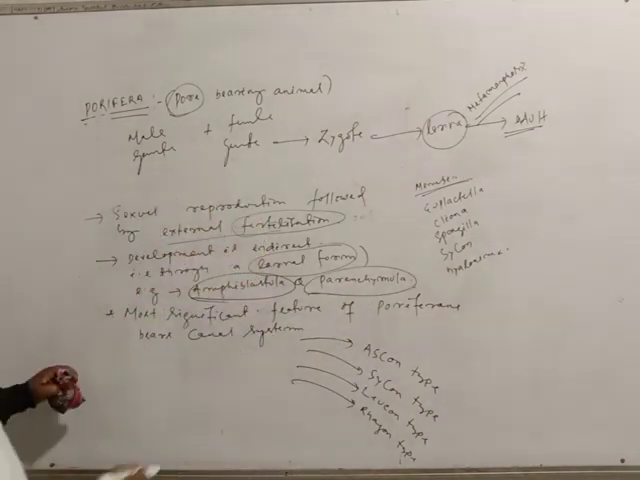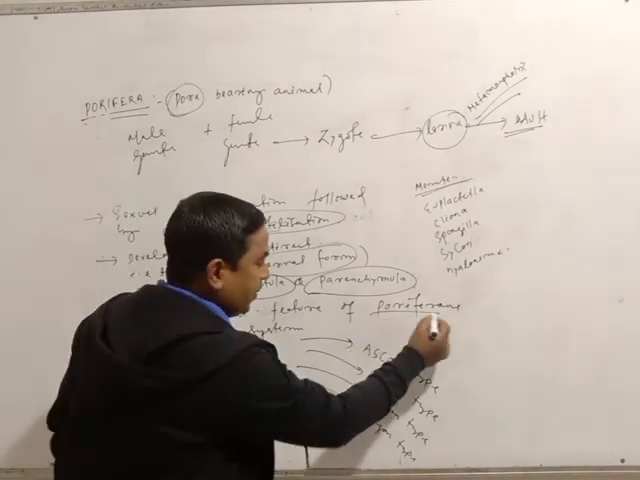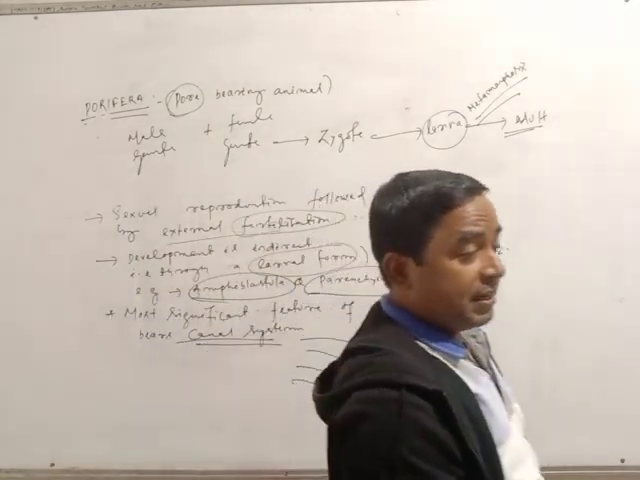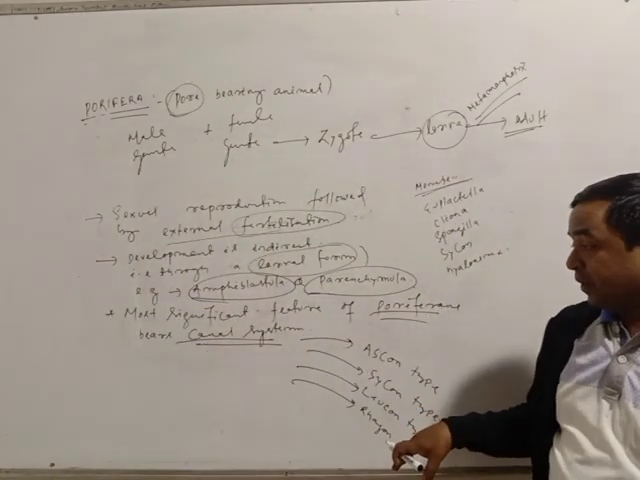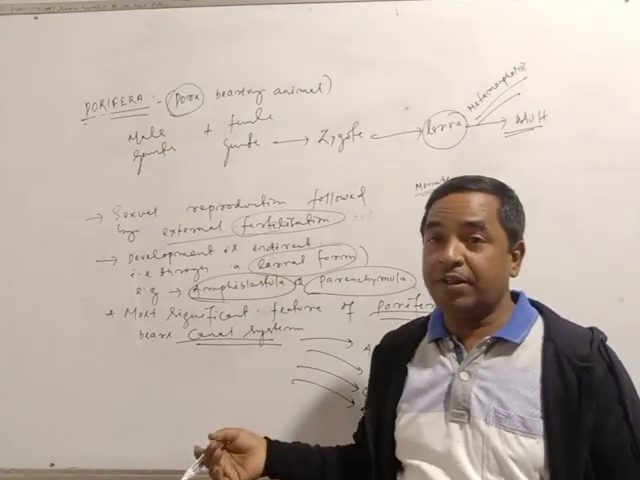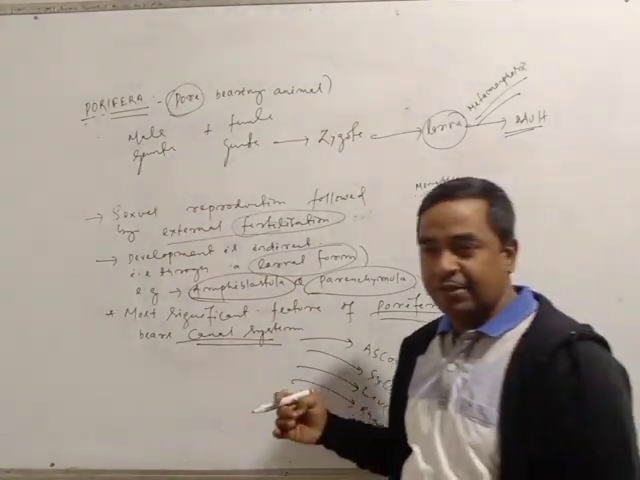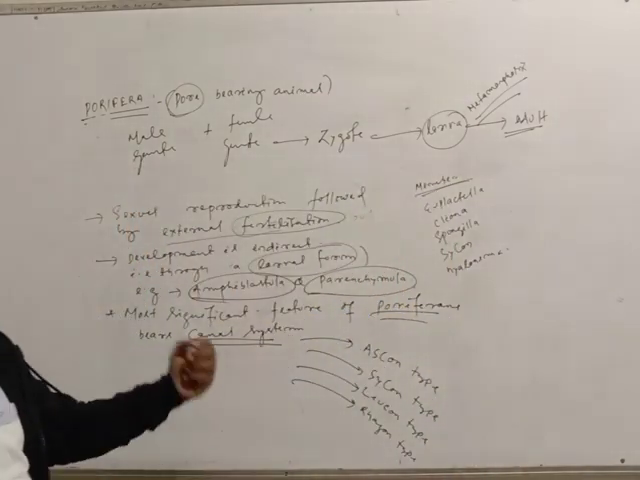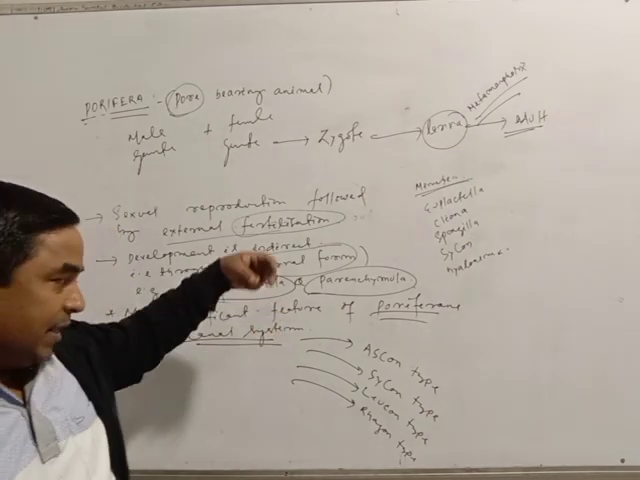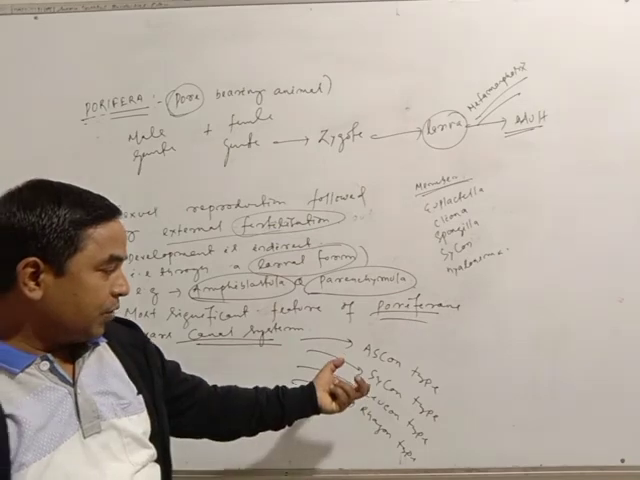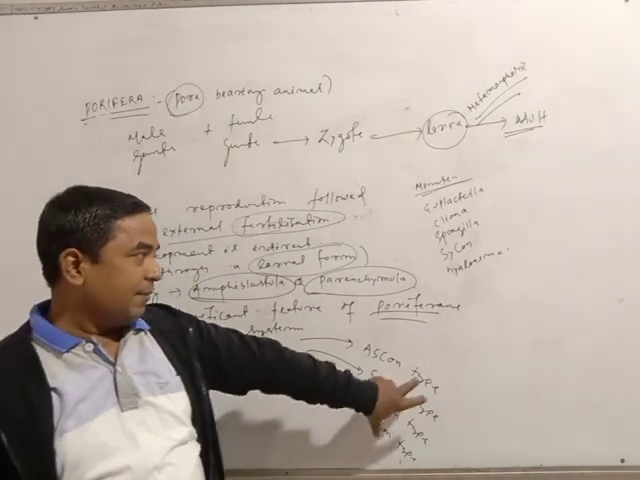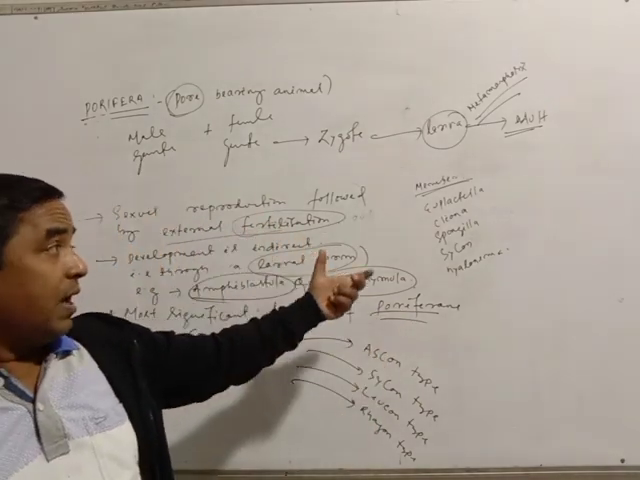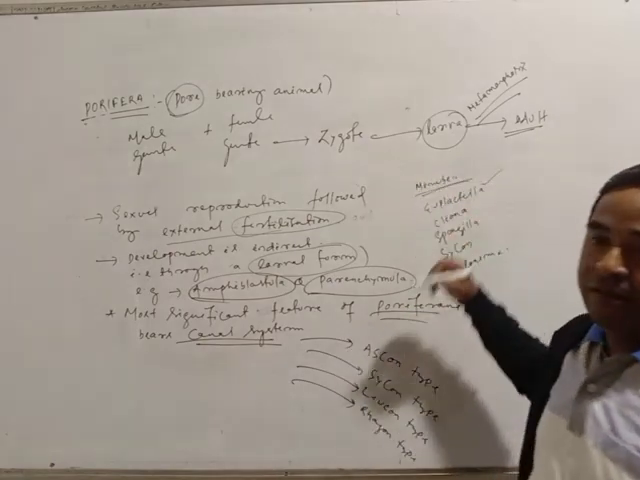And the most significant feature, as we have discussed earlier, in poriferans is the canal system. So what is the canal system? The canal system is an interconnected channelized structure which helps in transportation of food, gases, waste materials and also reproduction. These are based on their complexity: Ascon type, Sycon type, Leucon type and Rhagon type. Common members of porifera include Euplectella, which means Venus flower basket.